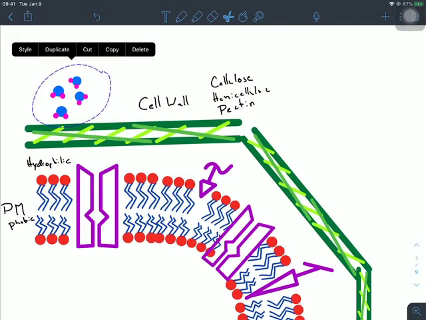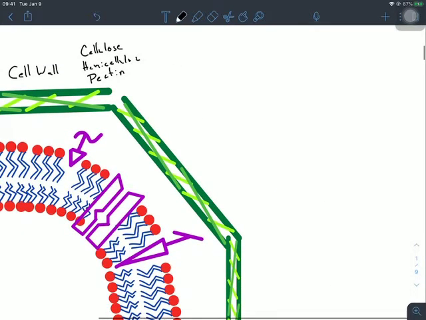Now, we also know that, or rather, sorry, vocab term here. The fact that the plasma membrane is able to control what is coming in and out means the plasma membrane is selectively permeable. It picks the things that are going to come in and out.